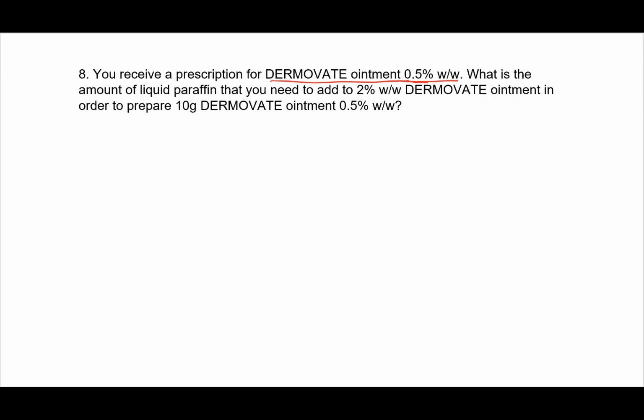Moving on to question number 8, we have a prescription for Dermovate ointment 0.5% weight by weight. What is the amount of liquid paraffin I would need to add to 2% weight by weight Dermovate ointment in order to prepare 10 grams of Dermovate ointment 0.5% weight by weight? If you look at it carefully, it is again a simple C1V1 C2V2 question, but actually the question is asking about something else. What is the amount of liquid paraffin, which is the thing which I would dilute the active drug with? So let's apply C1V1 C2V2 first, and then we'll see what else the question is asking.